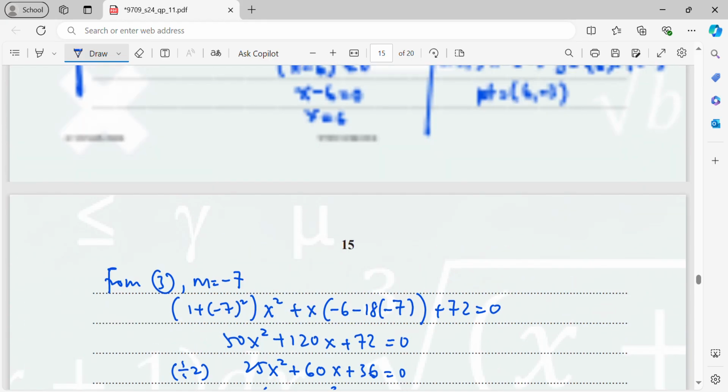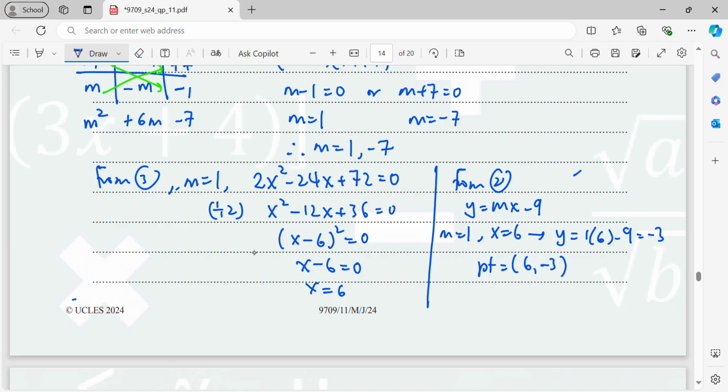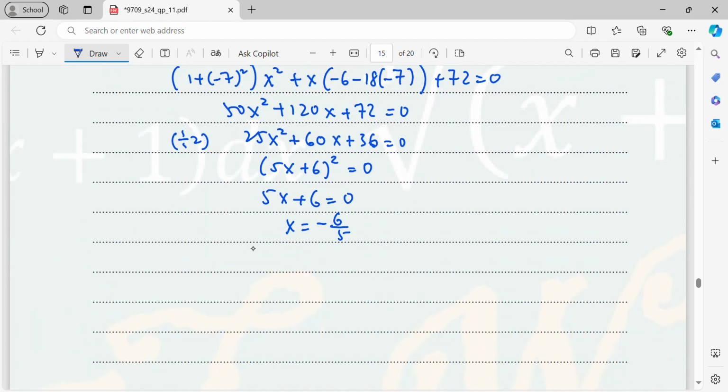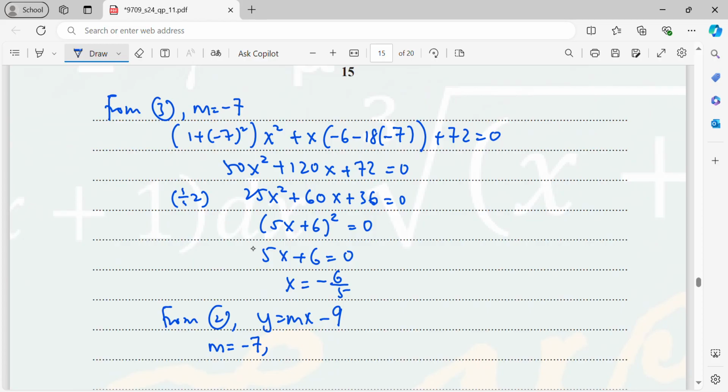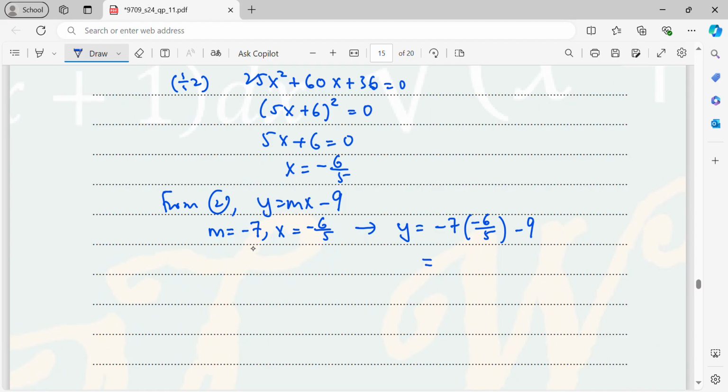So found the x value, and again refer to the second equation, which is y equals mx minus 9. Remember, your m equals minus 7, and the x equals minus 6 over 5. Therefore, my y is minus 7 times minus 6 over 5, then minus another 9. When you calculate, this is going to be minus 3 over 5. So I get another point with coordinates minus 6 over 5 and minus 3 over 5.